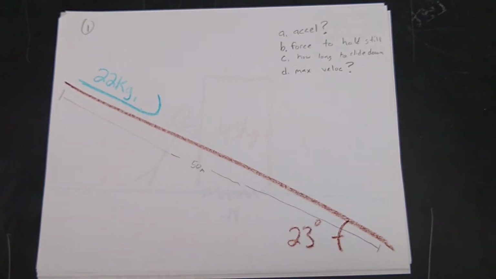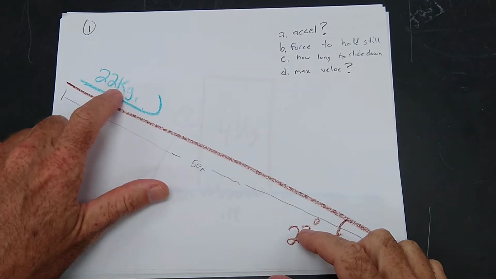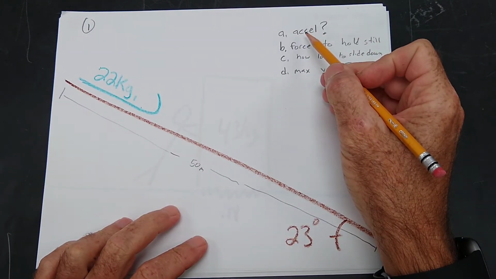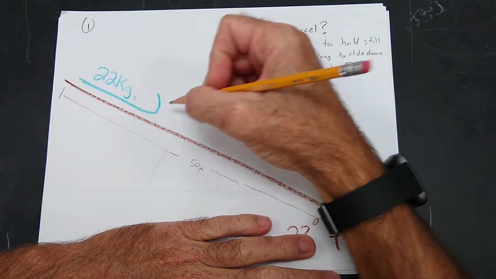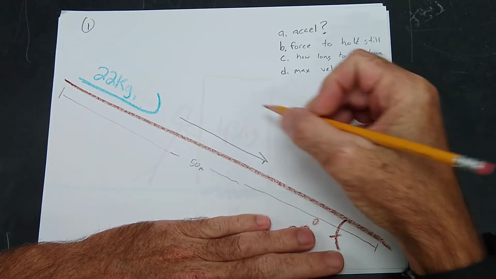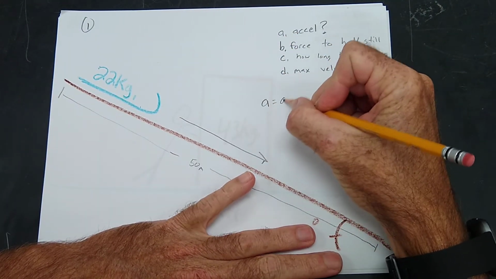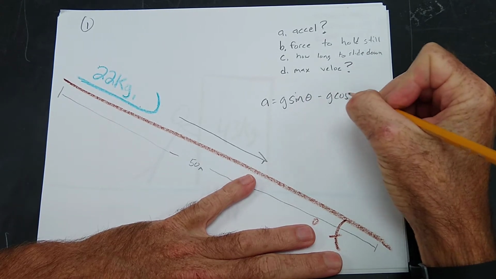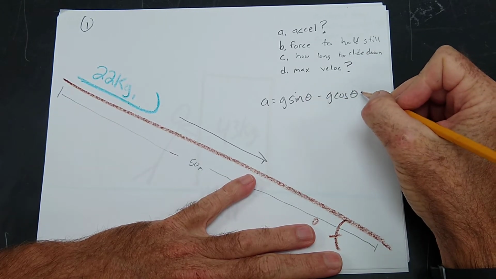All right, let's solve these problems, people. Here's number one. I've got a 22 kilogram sled on this hill. First thing is, what is the acceleration? The acceleration down the hill is equal to g sine theta minus g cos theta mu.